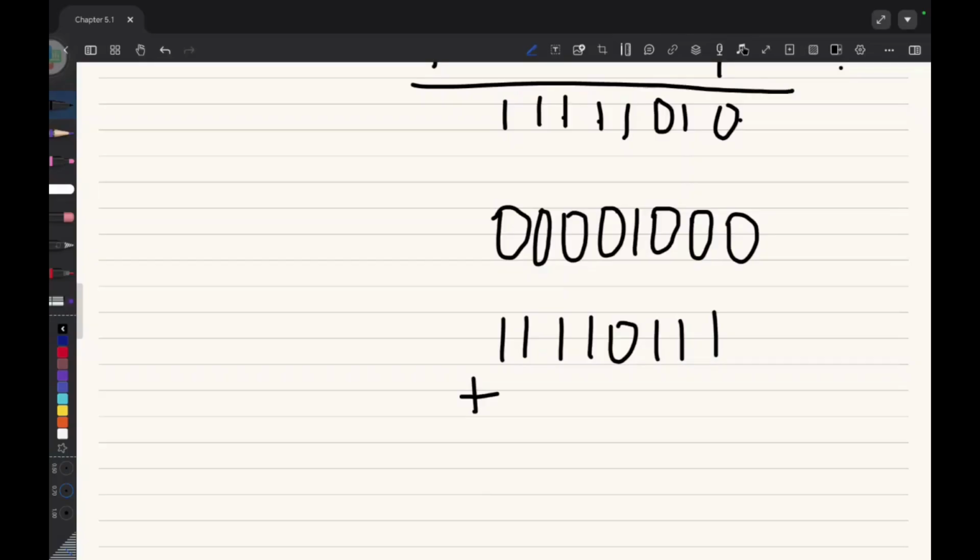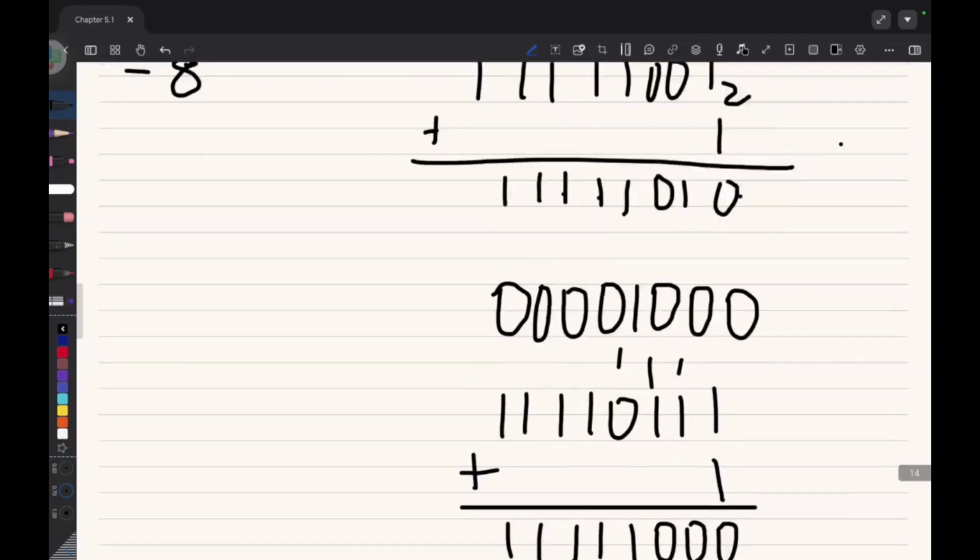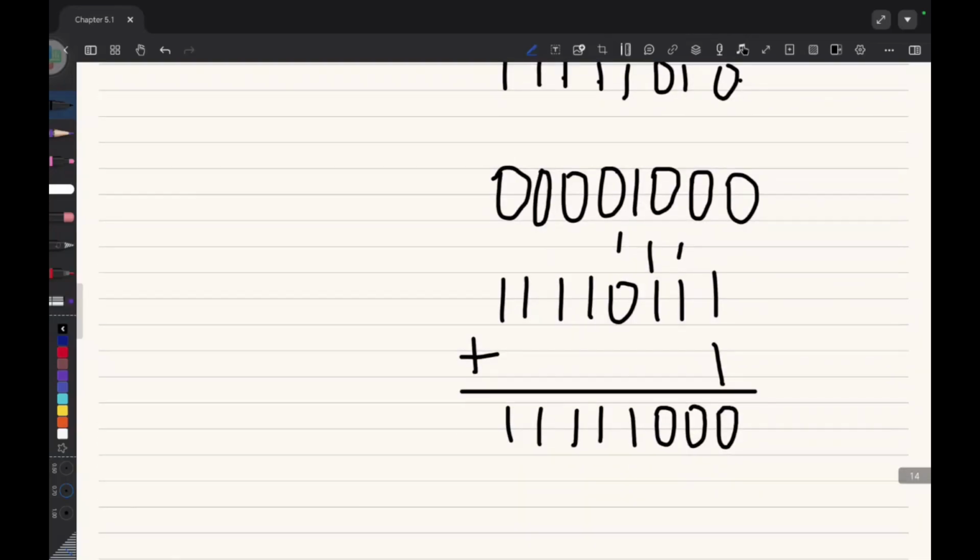Then we add a 1. Here we are going to have a 0. Then we have a 1 right here, we're going to have a 0. We have a 1 right there, we're going to have a 0. We have a 1 right there, we're going to have a 1 1 1 1 1. Now this is going to be our negative 8.